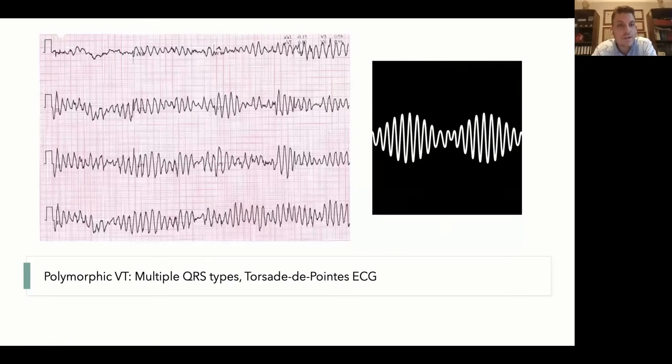This is also known as torsade de pointes, and it's very much related to metabolic abnormalities. Again, this is irregular with multiple variants of a QRS, and as you can see, they are completely aberrant.